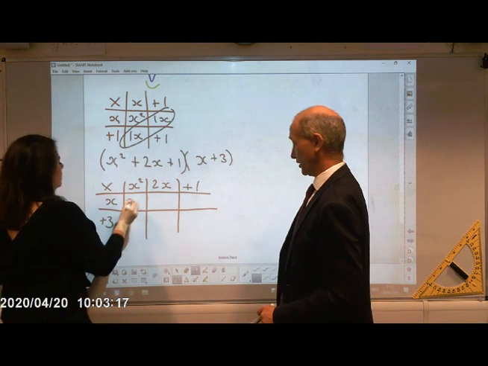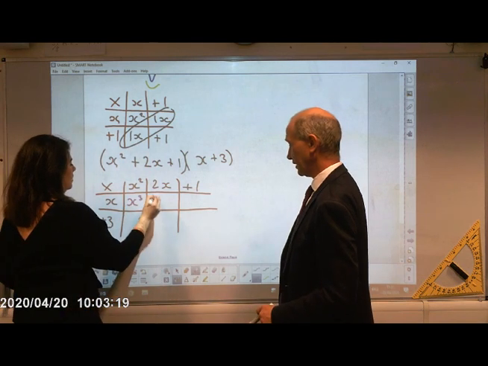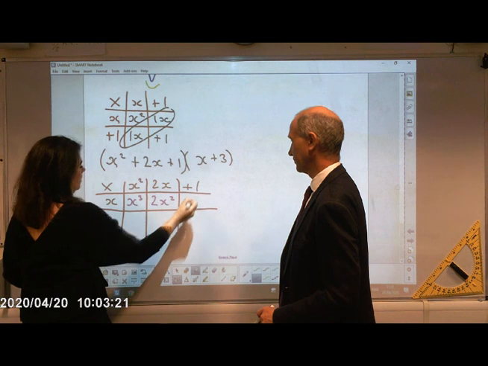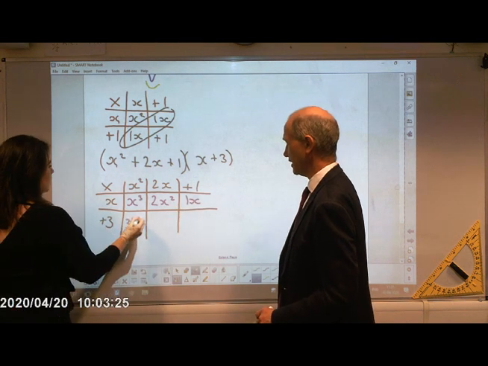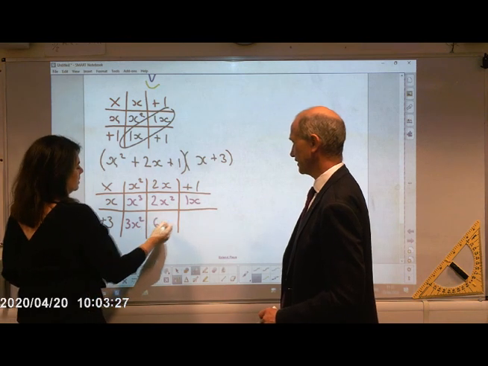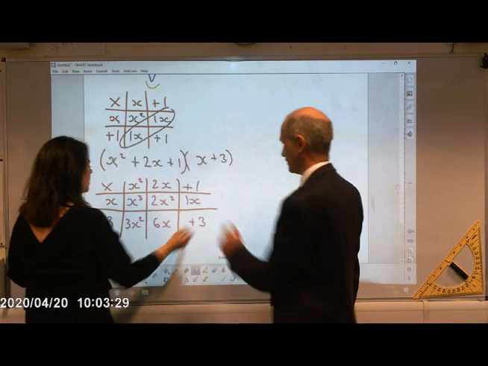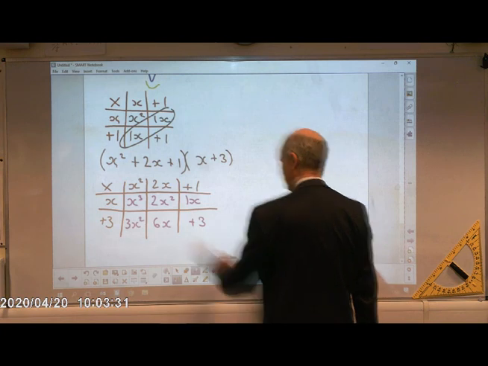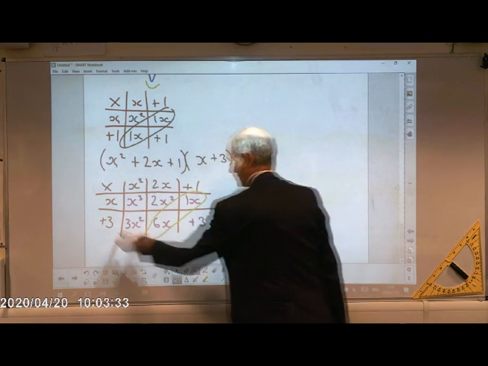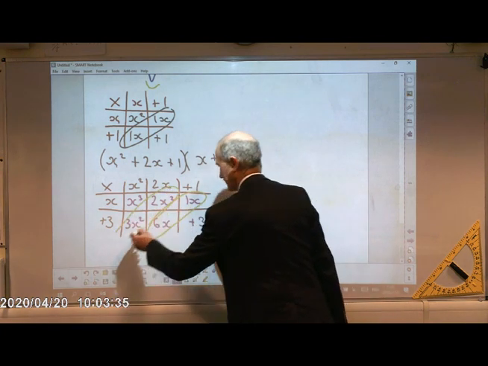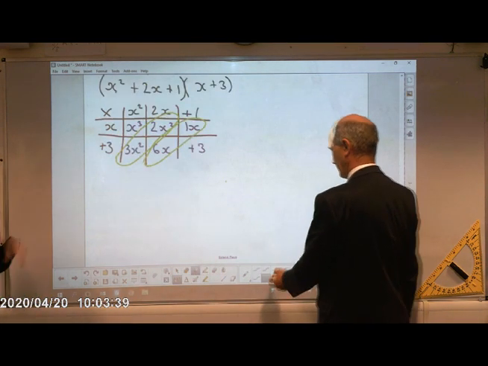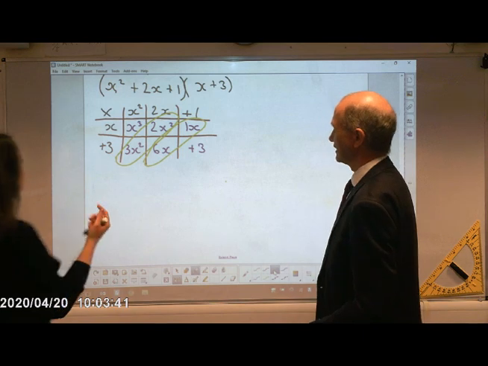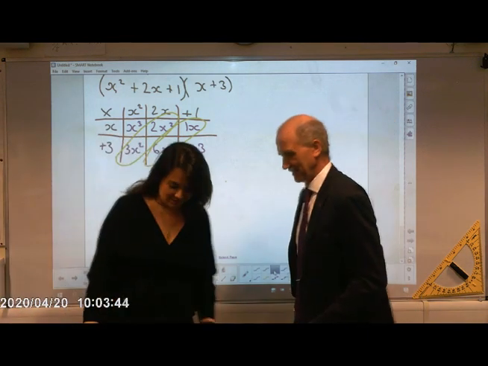Here we go. So x cubed, 2x squared, 1x, 3x squared, 6x, and 3. And so we can put together, let's do it here. We can put those together. Look at those clash of colours. Do you like that? Imagine wearing an outfit that was red, yellow, purple, and black. As you can see, I love colour.